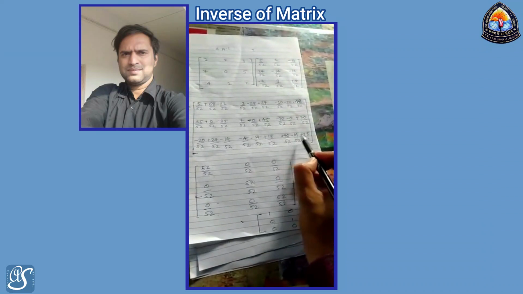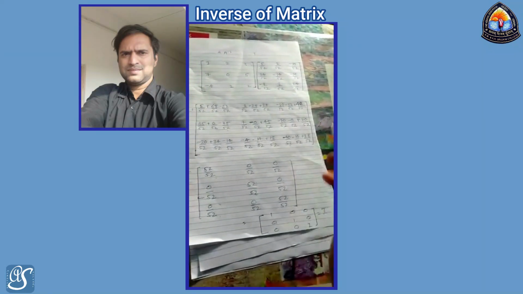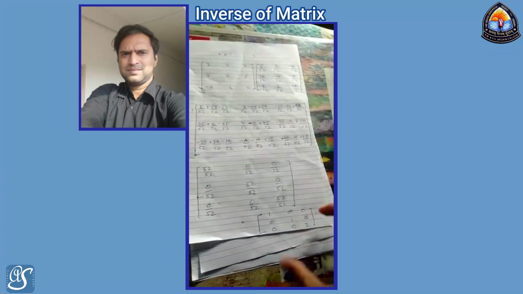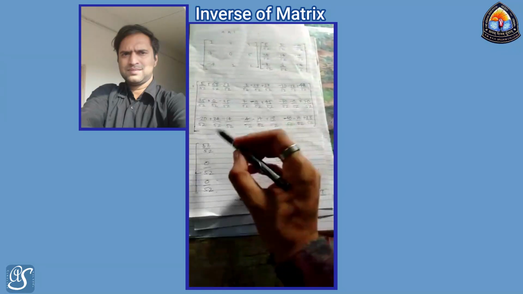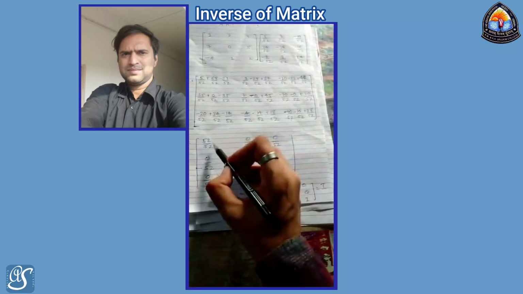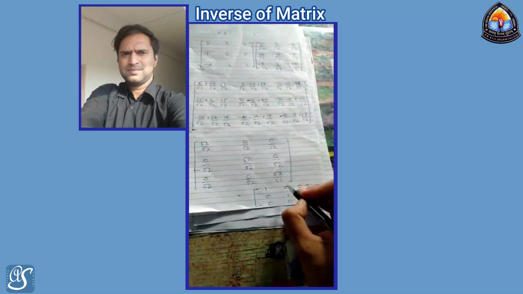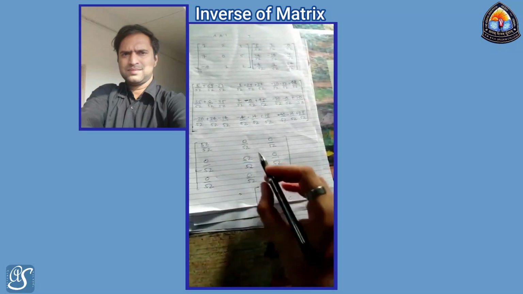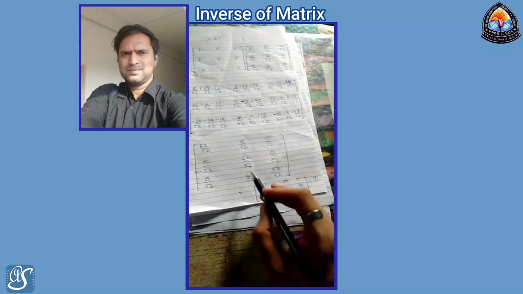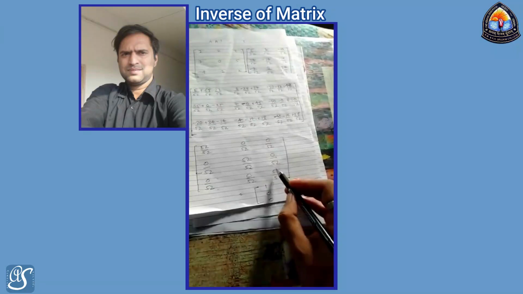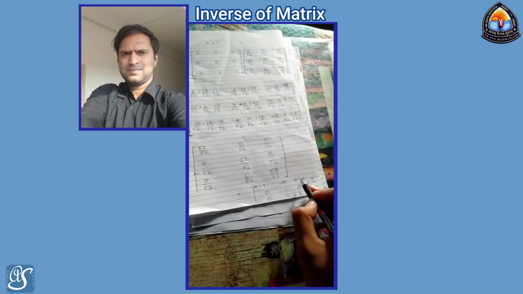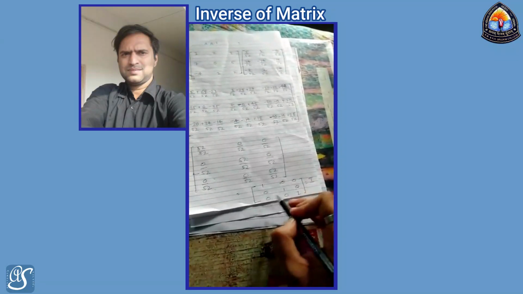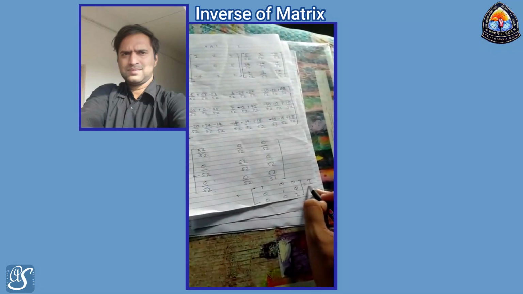14 minus 16 plus 28, 52 upon 52. So the resulting matrix is: first row, 52 upon 52 which is 1, 0 upon 52 which is 0, 0 upon 52 which is 0. Second row, 0, 52 upon 52 which is 1, 0. Third row, 0, 0, 52 upon 52 which is 1. So 1 0 0, 0 1 0, 0 0 1, which is our unit matrix.